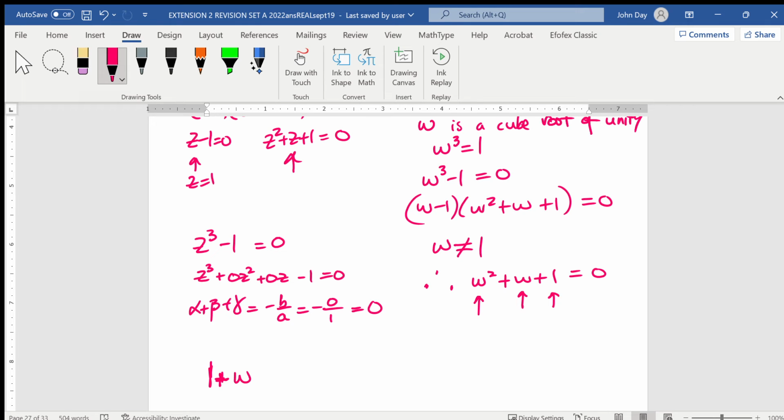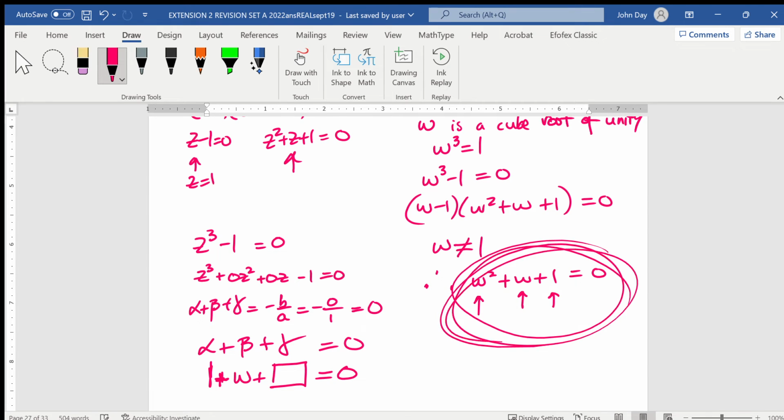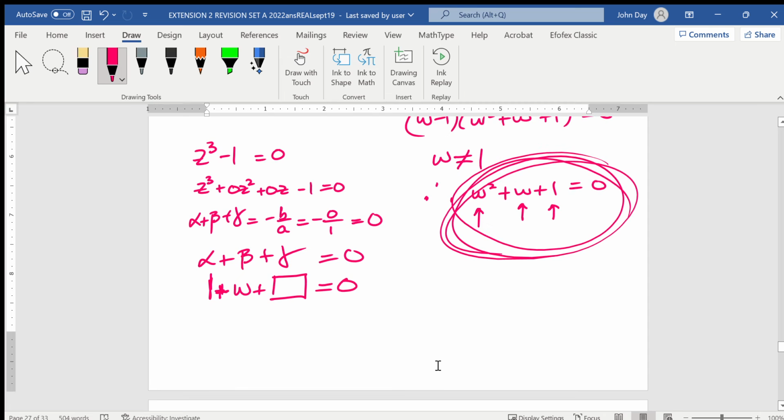So we're summing up the roots here, and plus something else equals 0. That's the sum of our roots alpha, beta and gamma, equaling 0. Now, separately, by the null factor law, we've discovered this situation here: 1 plus w squared equals 0. So the third root must be w squared.